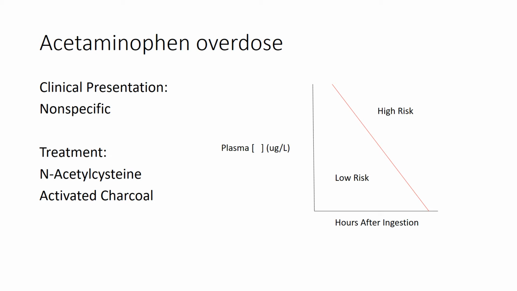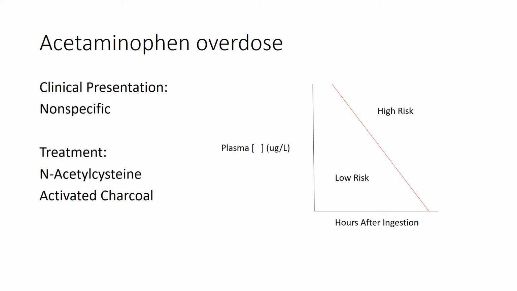So this is a very basic schematic I made. The nomograms that you'll use are usually much more detailed, but the basis is the same. You're going to take the acetaminophen level and look at this graph. It's going to have hours after ingestion on the x-axis, and the y-axis is going to be the acetaminophen plasma concentration in micrograms per liter. And it'll tell you if the patient is at risk for hepatotoxicity.